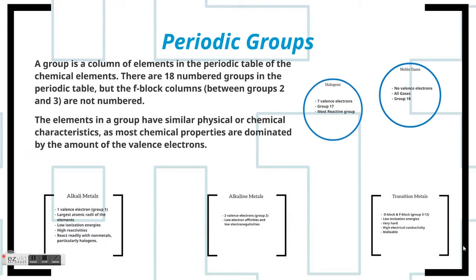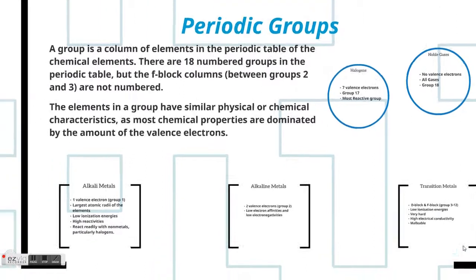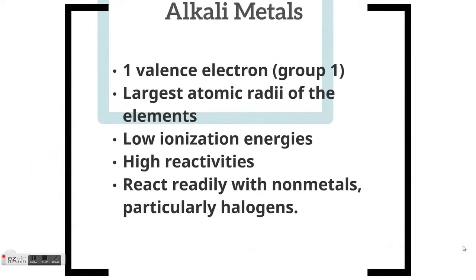Periodic groups. A group is a column of elements in the periodic table of the chemical elements. There are 18 numbered groups in the periodic table, but the F block columns are not numbered. The elements in a group have similar physical or chemical characteristics, as most chemical properties are dominated by the amount of valence electrons. Alkali metals.